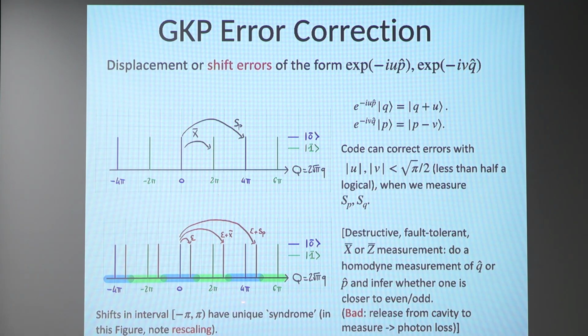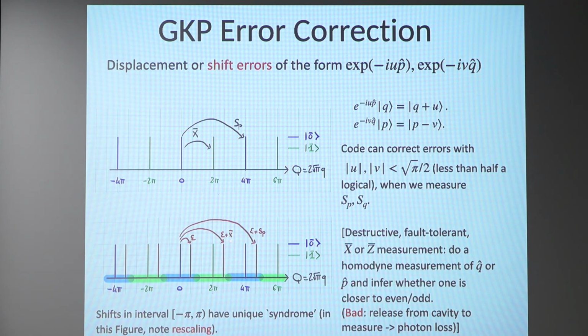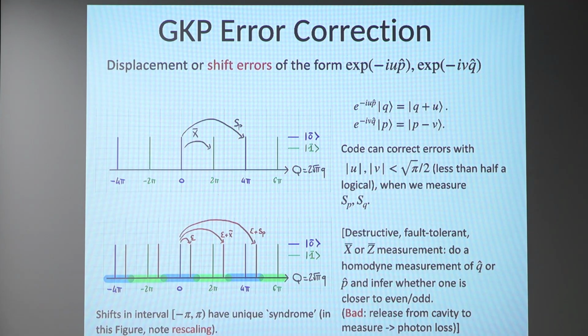Of course, if the shift is longer, I can't tell. If I had a shift epsilon plus logical X, or maybe I have a shift distribution that is very wide, I can't tell. I get the same information from my measurement of SP, SQ if the shift is epsilon plus logical X. Why? Because the logical X commutes with SP and SQ, so it doesn't change the measurement statistics.